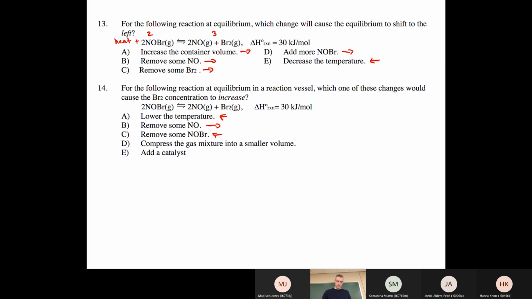Compressing the gas mixture into a smaller volume will cause this to shift towards the side of fewer moles, which is the left. Adding a catalyst has no effect on the position of an equilibrium. And so the answer here is going to be B. So if you can remove the NO as it's being generated, you can maximize your yield here of Br2.